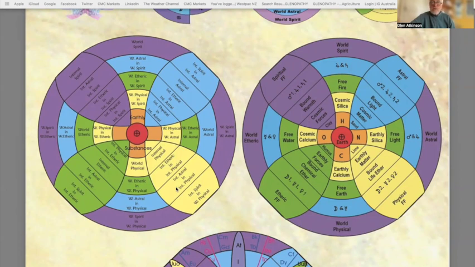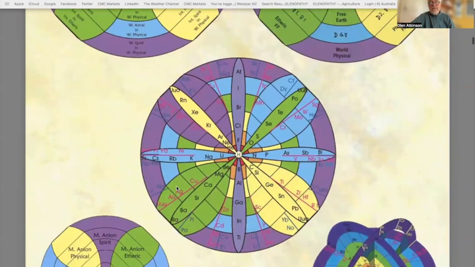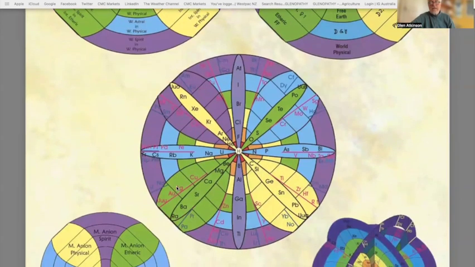And what we can do once we have this organization of the circle here is that we can place chemistry over the top of it. And this indicates the energetic activity of all of chemistry.